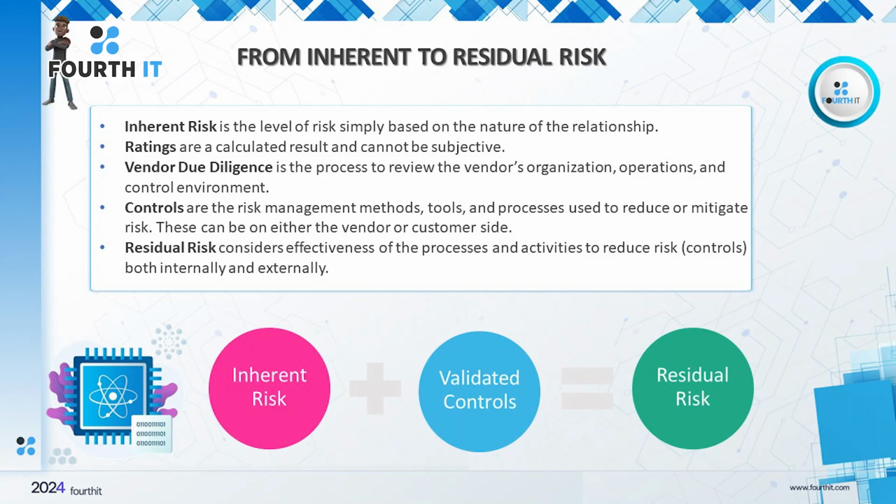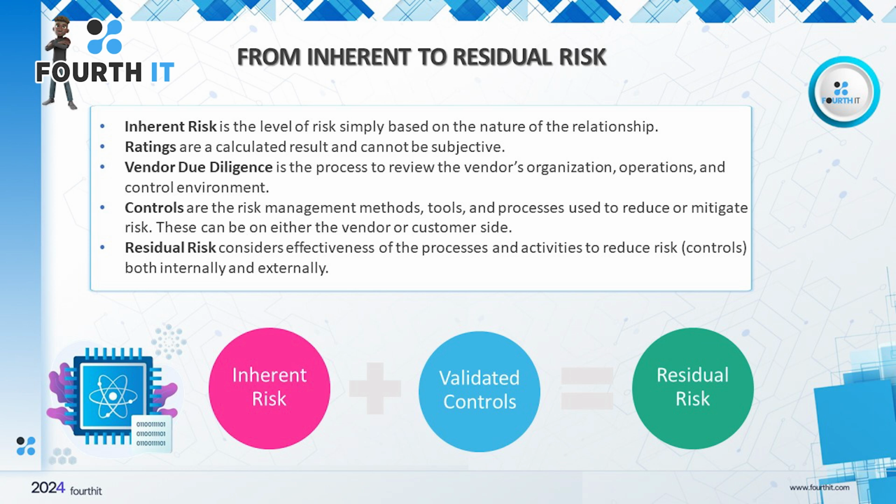In this section, we want to talk about inherent risks to residual risks. We also want to talk about the various controls and the various questionnaires that we are going to send, and the kind of questions that we are going to send. Now, when we talk about inherent risk, we are saying that inherent risk is the level of risk simply based on the nature of the relationship that the business is going to have with a third party. And so this is risk before we put in any control or any measures.